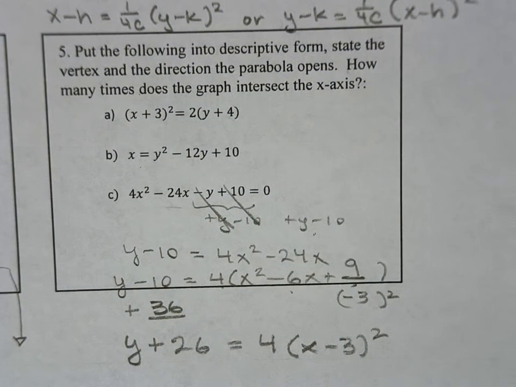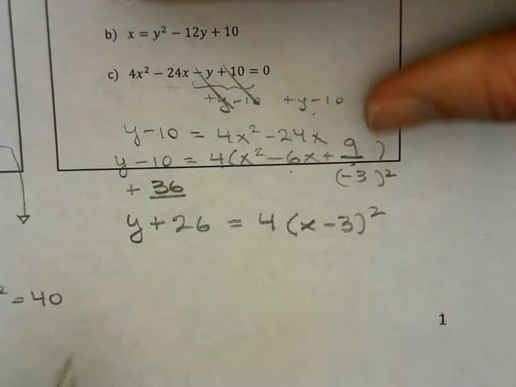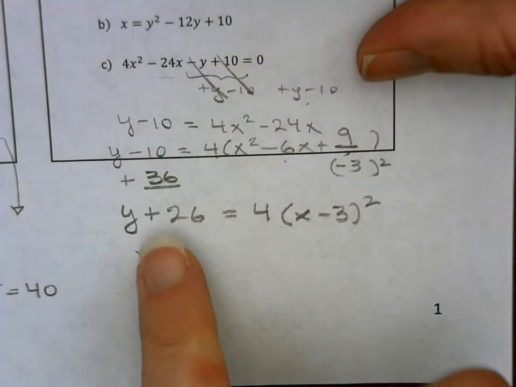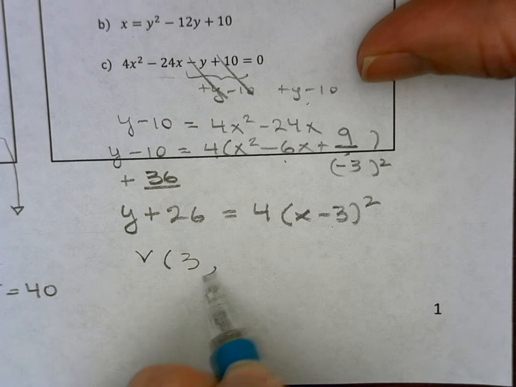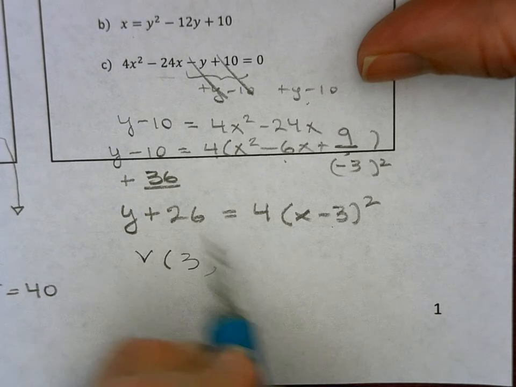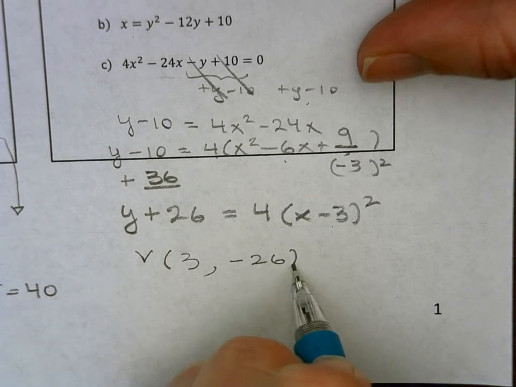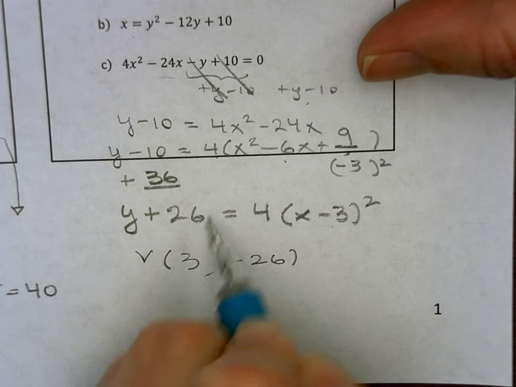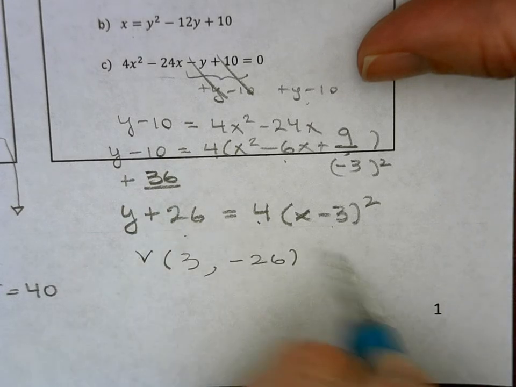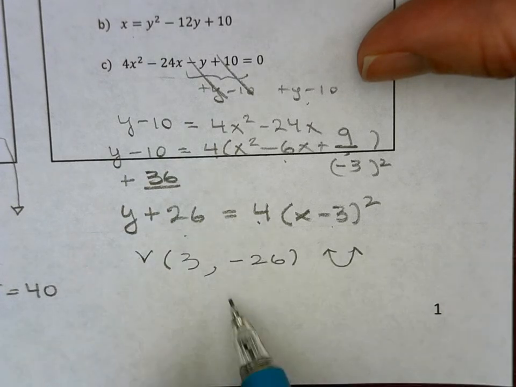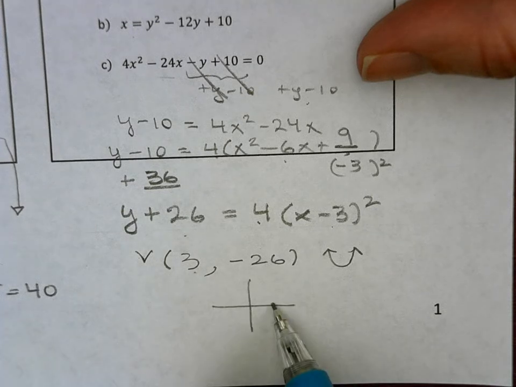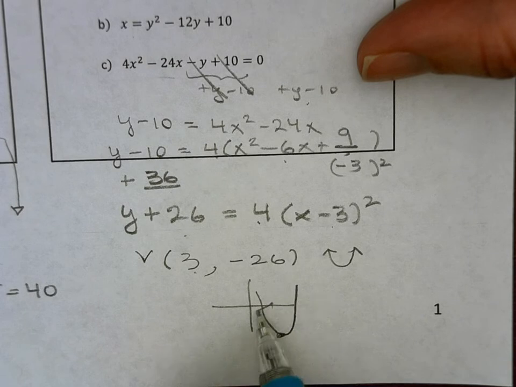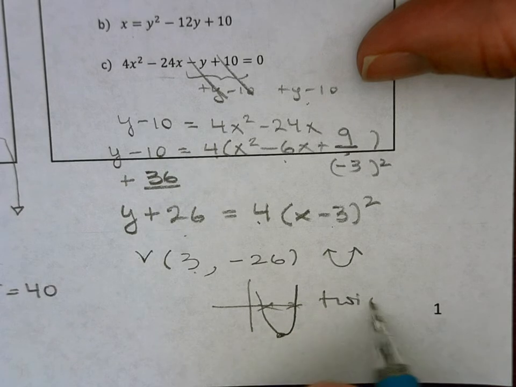Okay. So then my vertex, I look to see what's affecting my x value. So that's over here. So that would be +3. What's affecting my y value? -26. And then it opens along the y-axis with a positive stretch, so it's going to open up. So graphing-wise, I go over 3, wherever that is, and then down 26, say here, and then it opens up, so it will cross twice. And there's number 5.